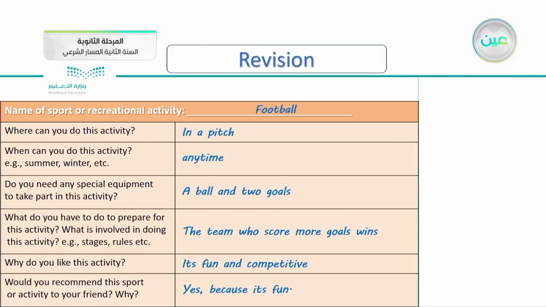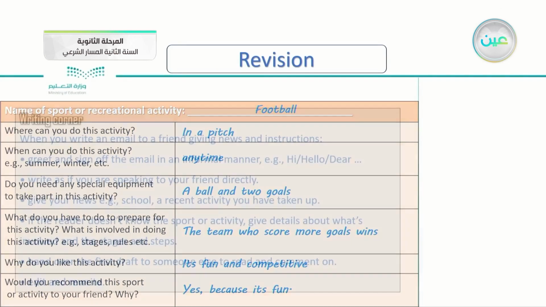Also, we answered this chart: name of sports or recreational activity. Of course, we chose here football, and we answered this question: where can you do this activity? In a pitch or a field. When can you do this activity? Of course, football you can play at any time. Do you need any special equipment? A ball and two nets or two goals. What do you have to do to prepare for the activity? The team who score more goals win. Why do you like this activity? Because it's fun, it's competitive. It's extremely enthusiastic when you play. Would you recommend this sport or activity to your friend? Yes, of course, because it's fun.